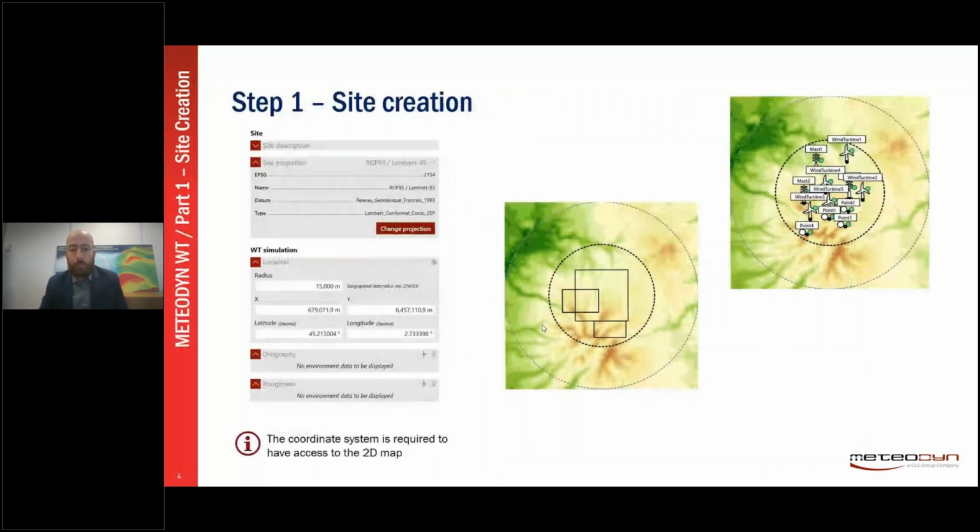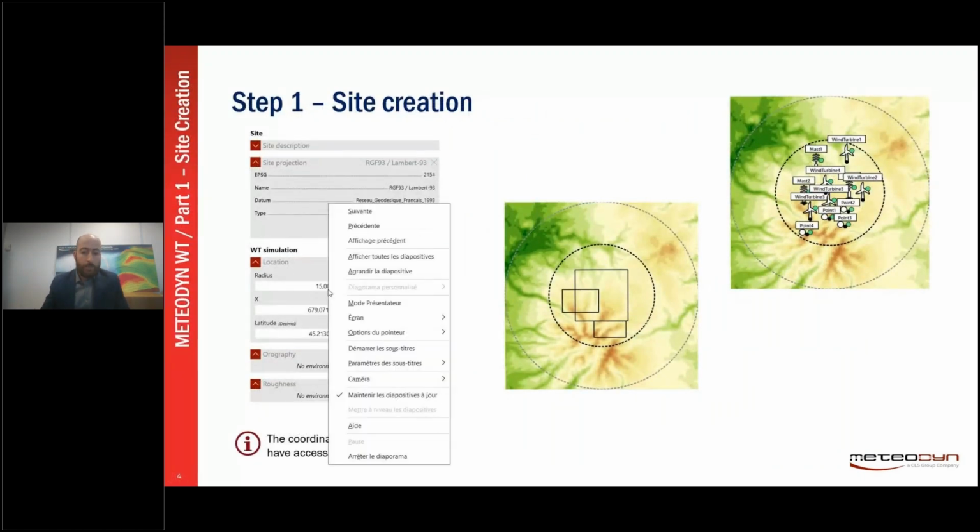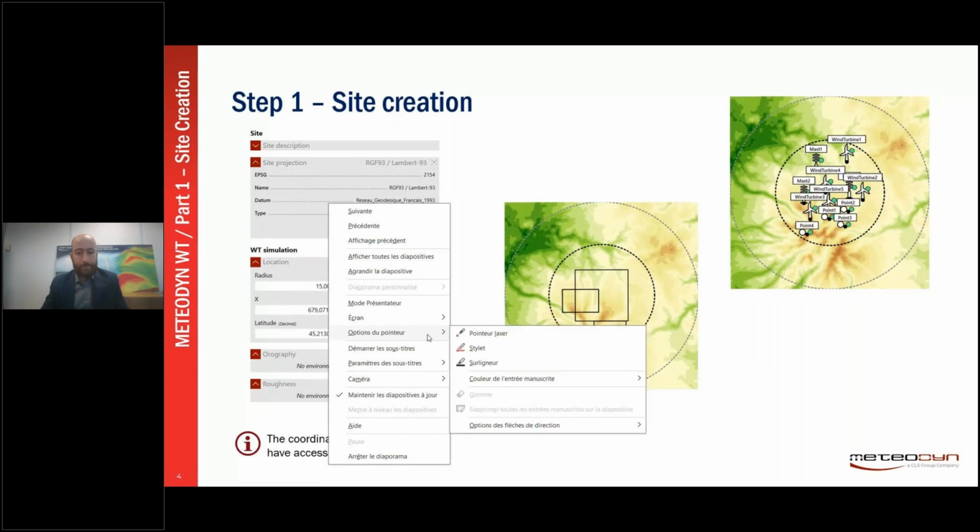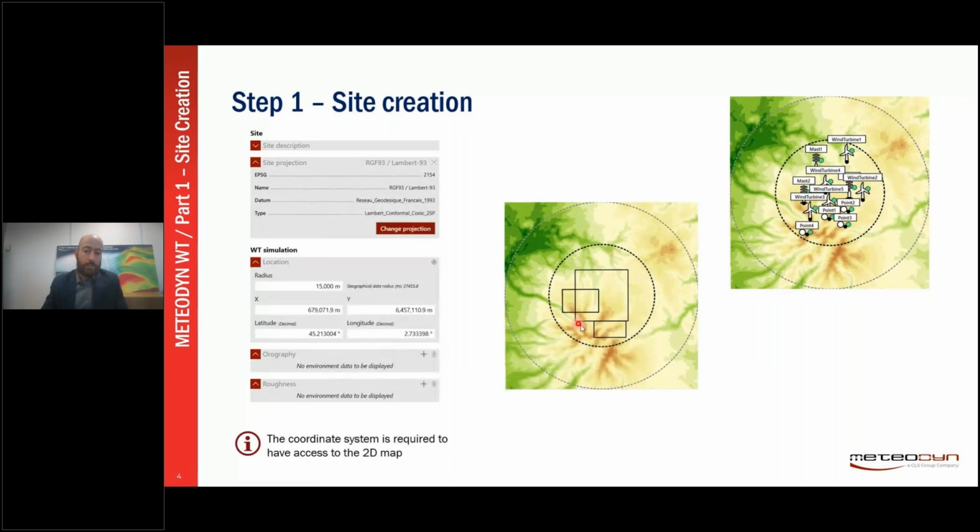Just to start with step one, the site creation. You see here the inner circle, which is the site. We can define mappings. You can see here met masts and wind turbines. Of course, this circle is defined by the center, latitude and longitude, or X and Y, and the radius. Then we go to the second step.